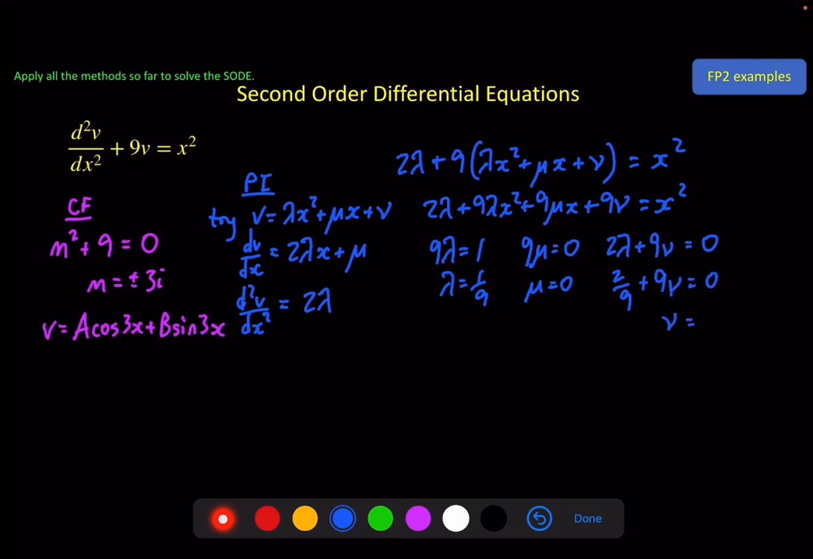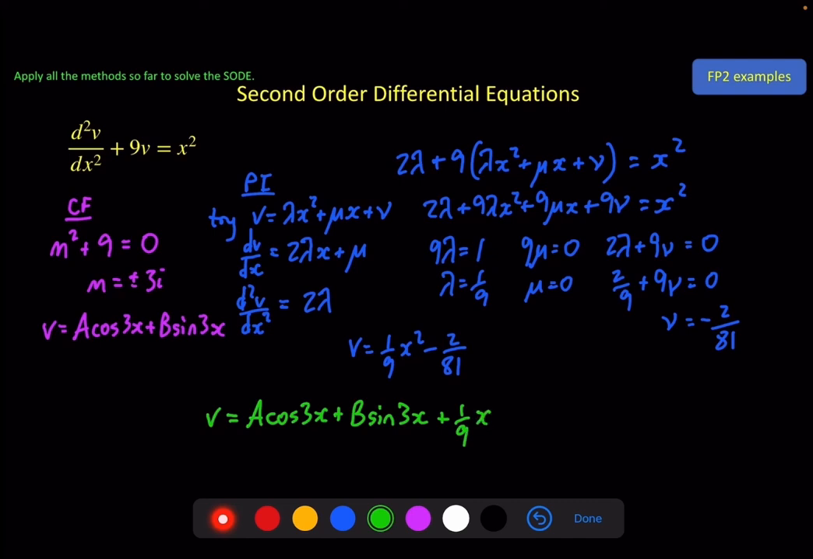Nu must equal minus 2 over 81, which gives us a final particular integral of v equals 1 over 9 x squared minus 2 over 81. And a final general solution, v equals a cos 3x plus b sine 3x plus 1 over 9 x squared minus 2 over 81, where this is the complementary function plus the particular integral.